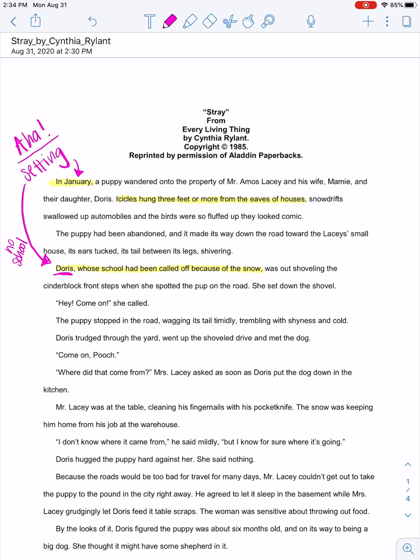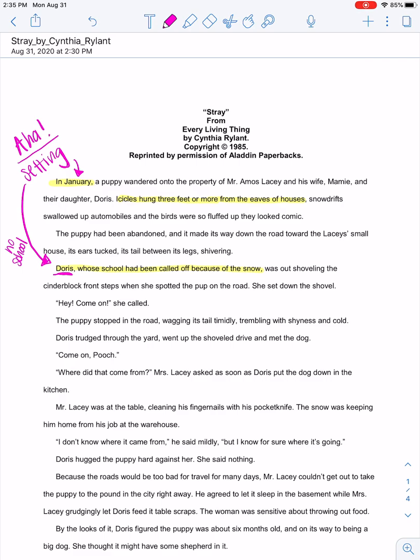Hey, come on, she called. The puppy stopped in the road, wagging its tail timidly, trembling with shyness and cold. Doris trudged through the yard, went up the shoveled drive, and met the dog. Come on, Pooch. Where did that come from? Mrs. Lacey asked as soon as Doris put the dog down in the kitchen. Mr. Lacey was at the table cleaning his fingernails with his pocket knife. The snow was keeping him home from his job at the warehouse.